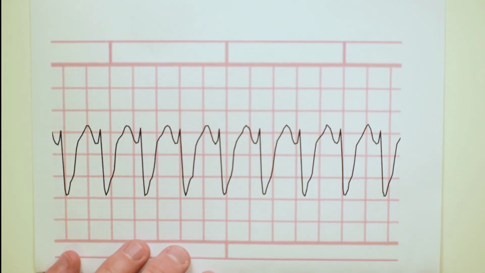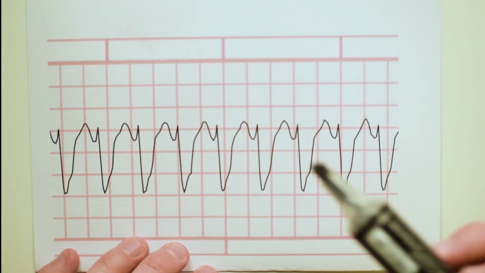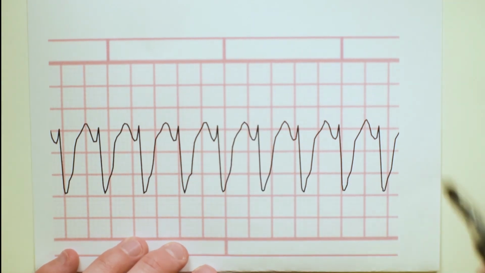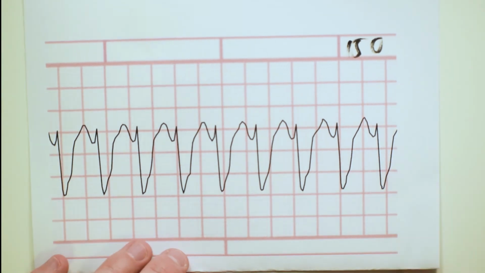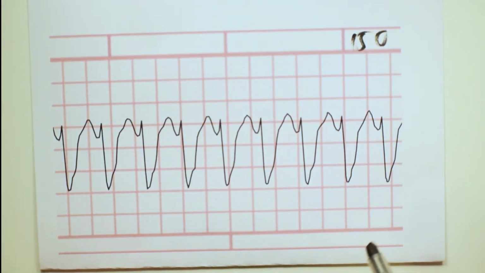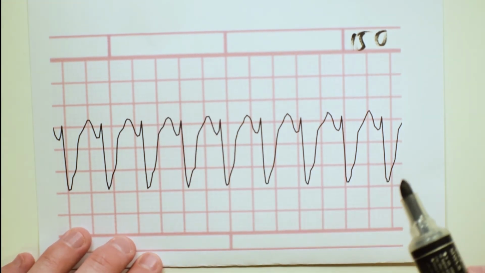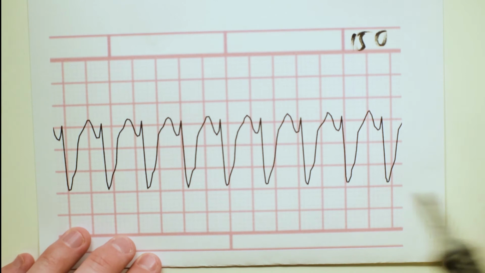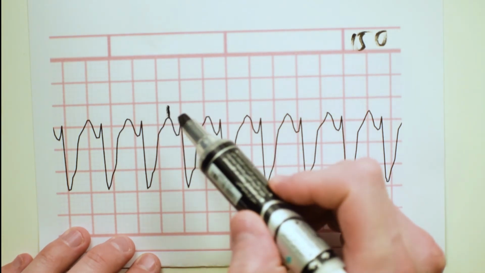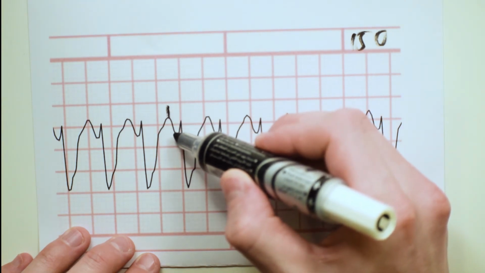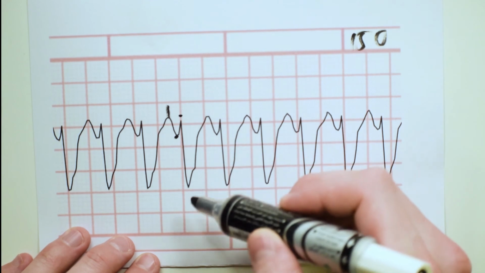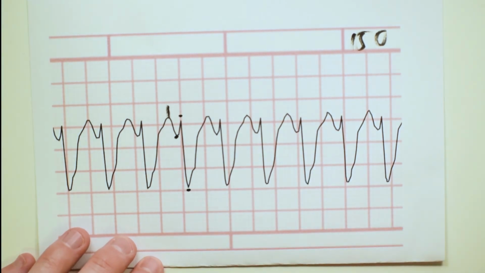Alrighty, so let's work out rate. There's 2 big blocks in between, so 300 divided by 2 is 150. So it's fast. Is it regular? Rate is regular and it's fast. So this might look really confusing, but what really is happening here is that this is your T wave. This is your Q, R, and S. So you'll notice that there is no P wave, which means it's not coming from the sinoatrial node.